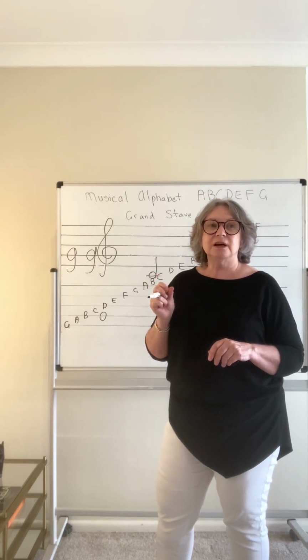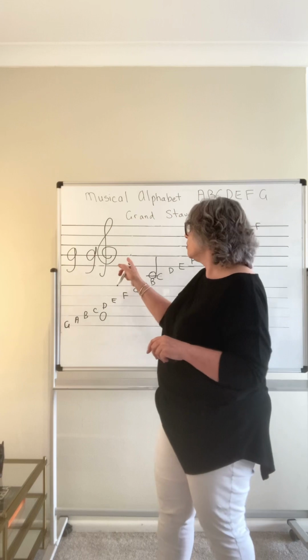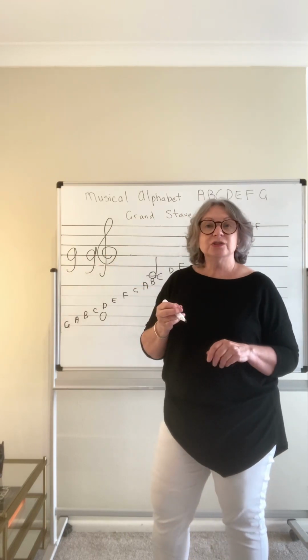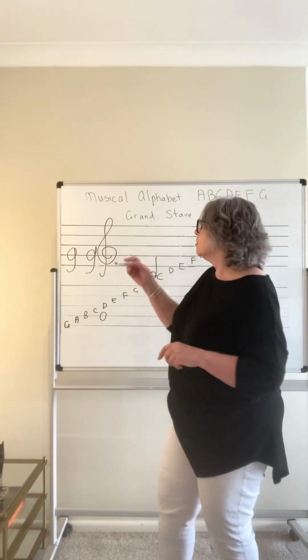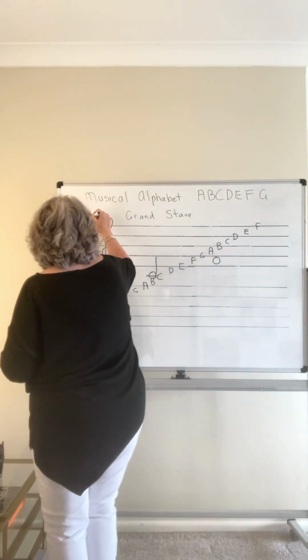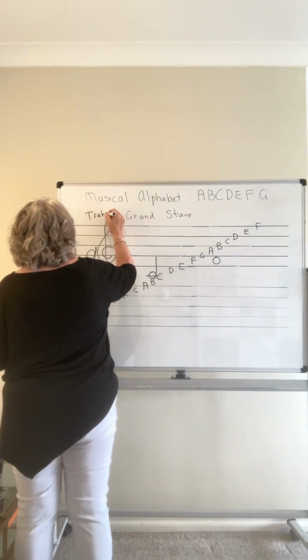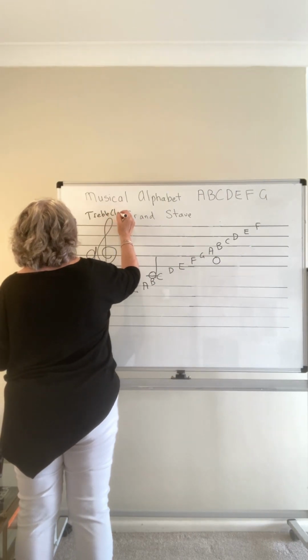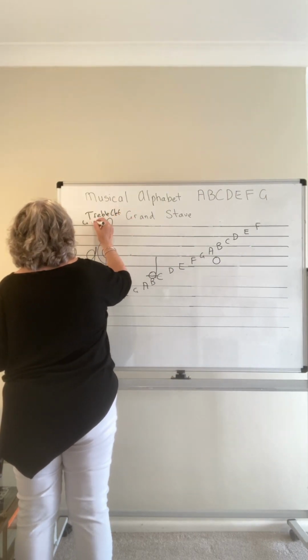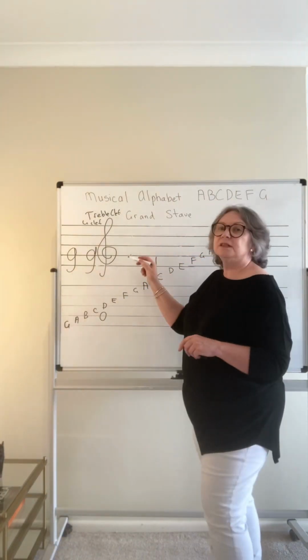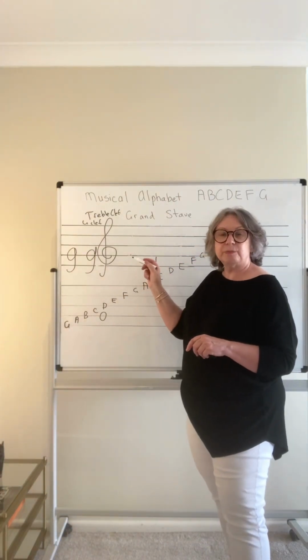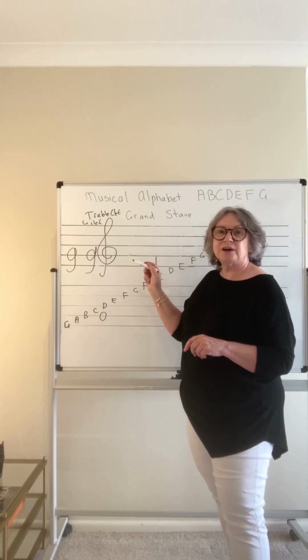Clef just means a sign. So it's a sign to show this is G, also called the treble clef. Treble means high. So it's a sign to show the high sounds. So this is called the treble clef or the G clef. And so therefore, these lines and spaces are called the treble stave or the treble staff.